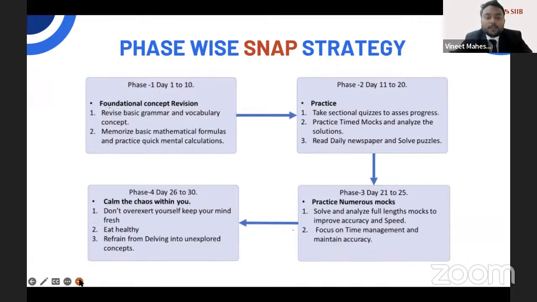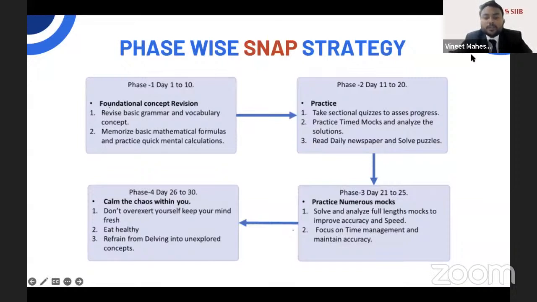Memorize basic mathematical formulas and practice quick mental calculations. Practice as many formulas as you can, and revise formulas on a daily basis so that they get fixed in your mind. Take sectional quizzes to assess progress. Practice timed mocks and analyze the solutions. Read the daily newspaper and solve puzzles.